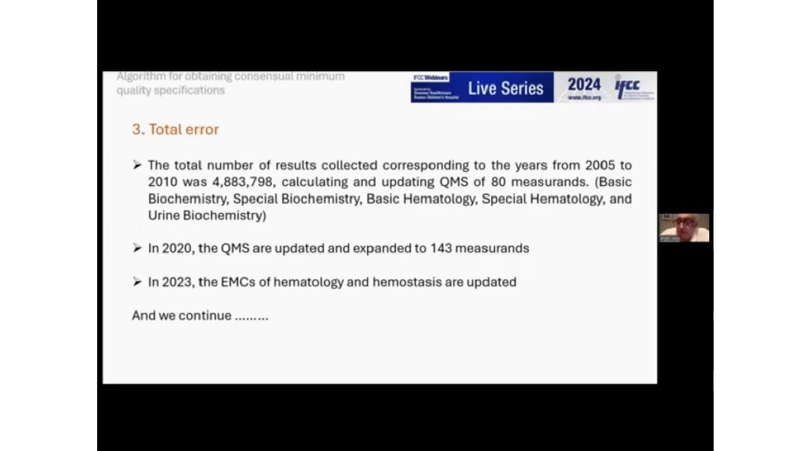And within these measurements, we had basic biochemistry, special biochemistry, basic hematology, special hematology, and urine biochemistry. Here I only mention some important points. In 2020, for example, these specifications were updated and some more were added. So at that time, we have minimum consensus specifications for 143 measurements. In 2023, hematology and hemostasis specifications were updated, and we continue working on the subject.